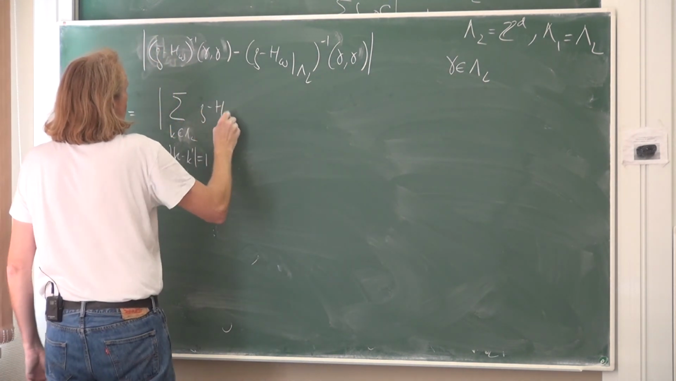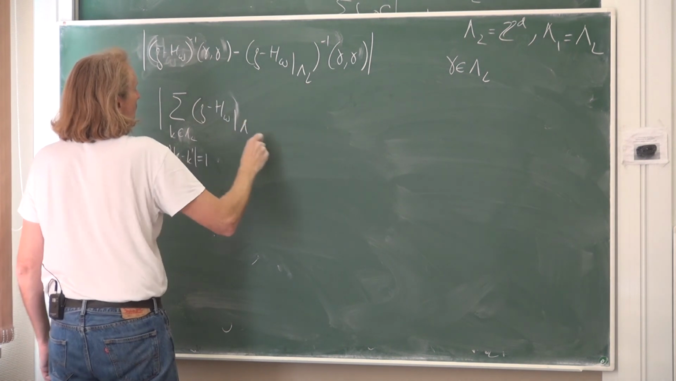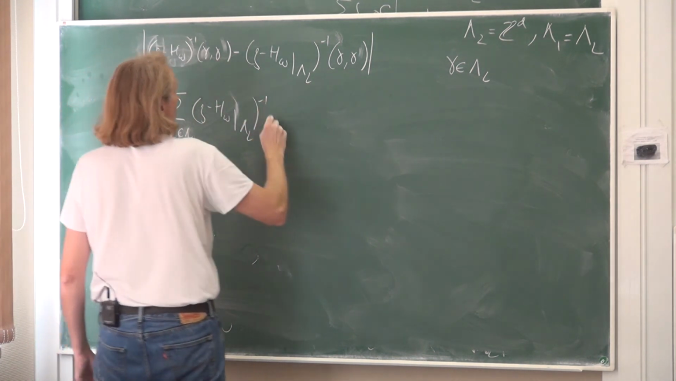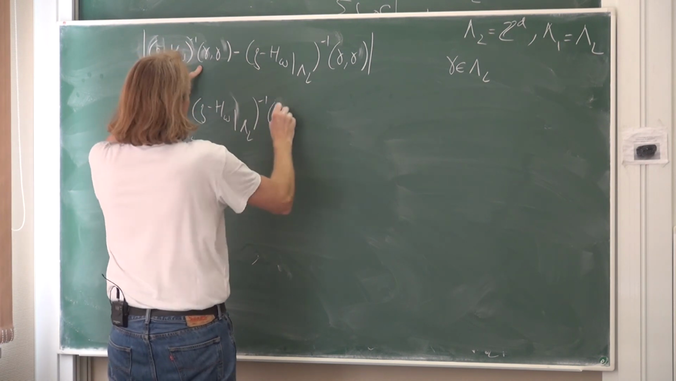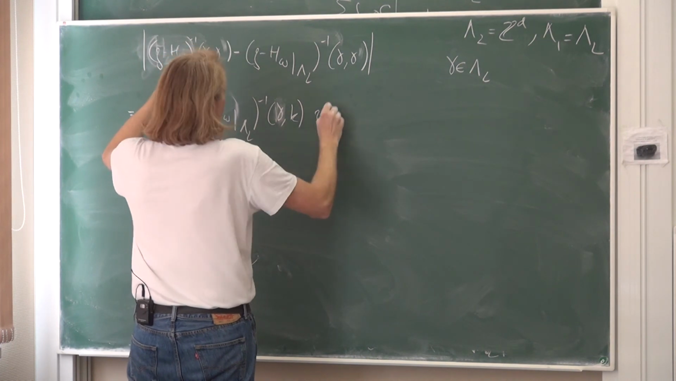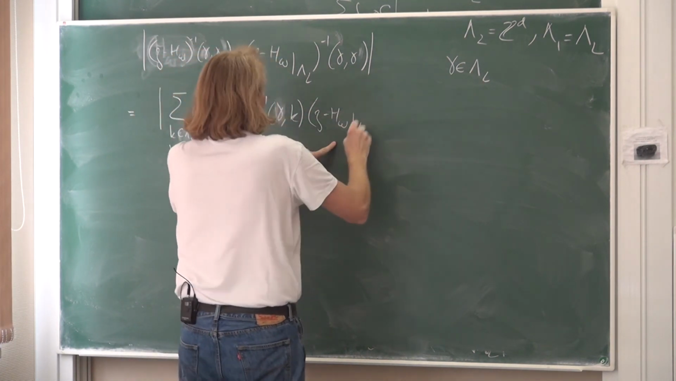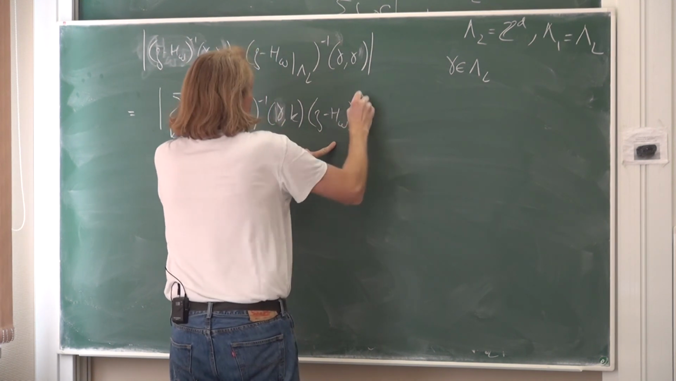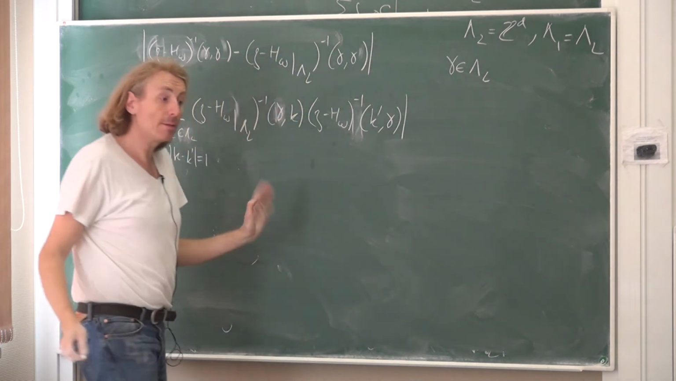Z minus h omega in lambda L inverse. Here, this one is gamma k times z minus h omega in lambda in Z^d, and all in all, so it's k prime gamma. Right, that's the only thing.